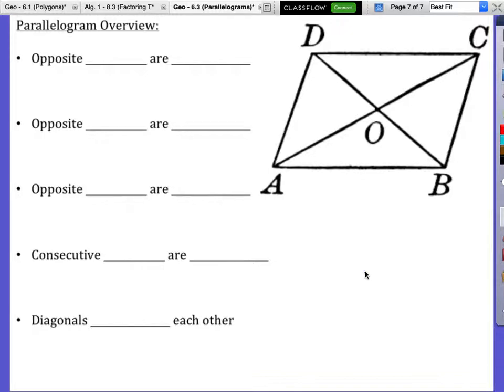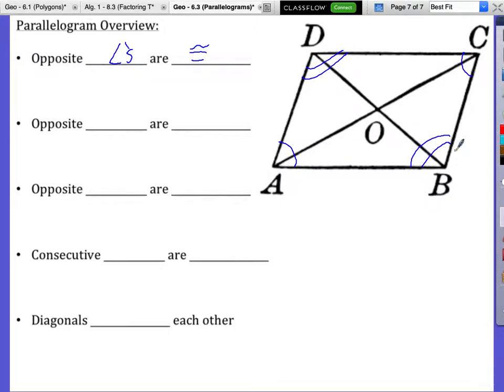So, parallelogram overview. Opposite what or what? There's a couple that can be true. Noah said one first. Noah, what did you say? Angles are congruent. Okay, we can put that here. Opposite angles are congruent. So let's go ahead and mark down our picture. Opposite angles are congruent. That's one thing we know about parallelograms.